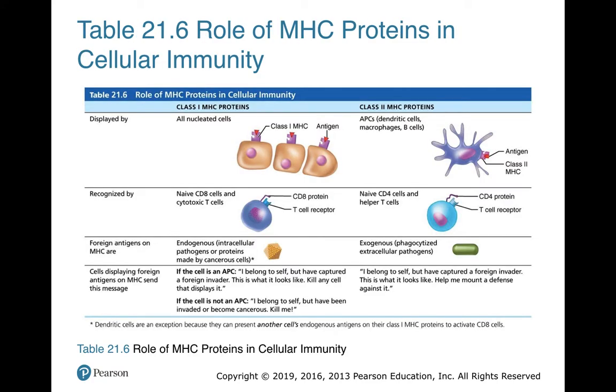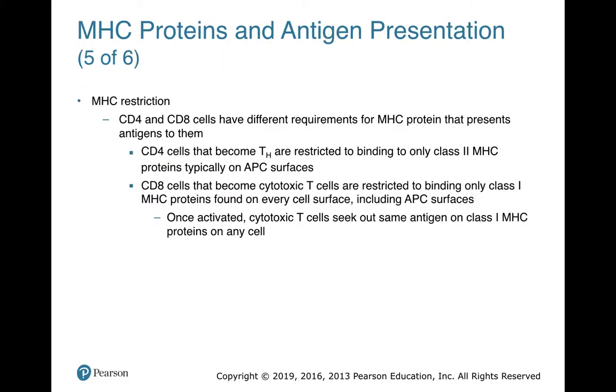So class I proteins, all nucleated cells, almost all nucleated cells. Class II, antigen-presenting cells. Class I, CD8. Class II, CD4. Class I, endogenous. Class II, exogenous. So that gives us what we call MHC restriction.